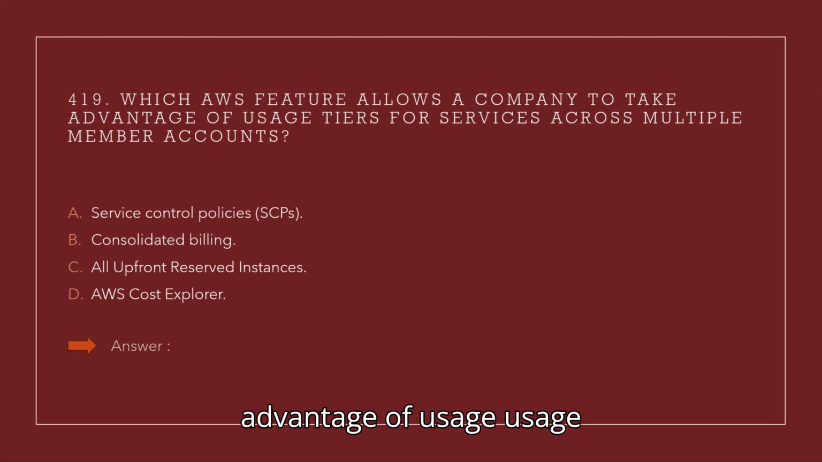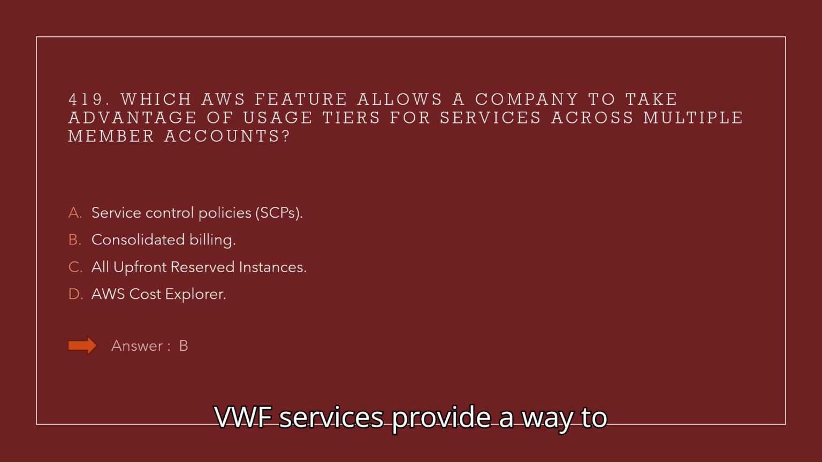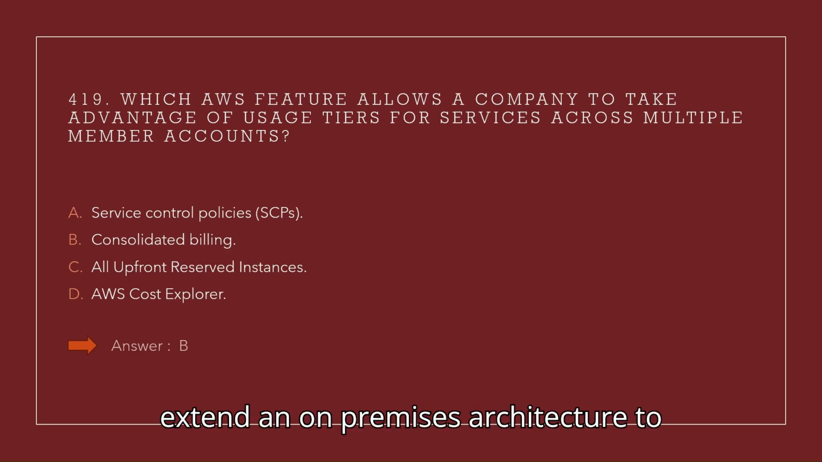All right. Which AWS feature allows a company to take advantage of usage tiers for services across multiple member accounts? Service control policies, SCPs, consolidated billing, all upfront reserved instances, or AWS Cost Explorer. Correct option is option B, consolidated billing.